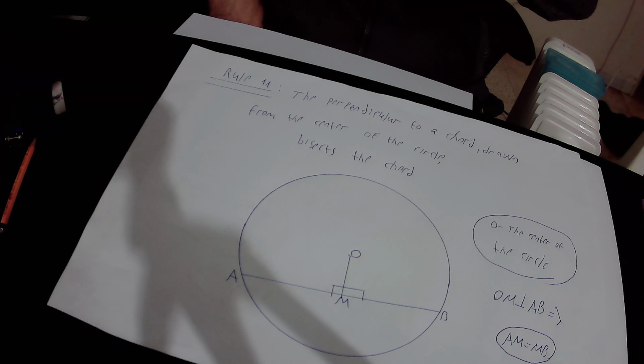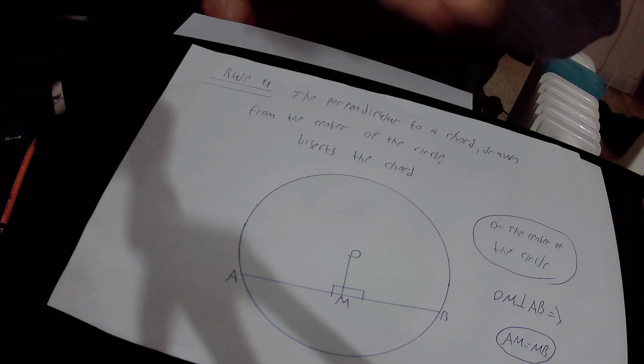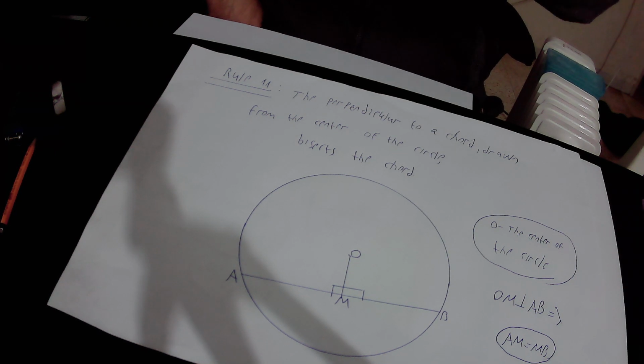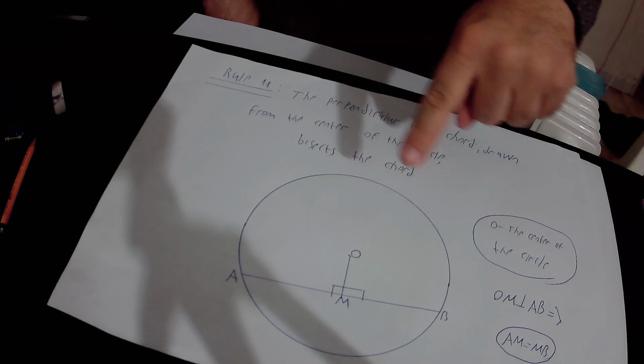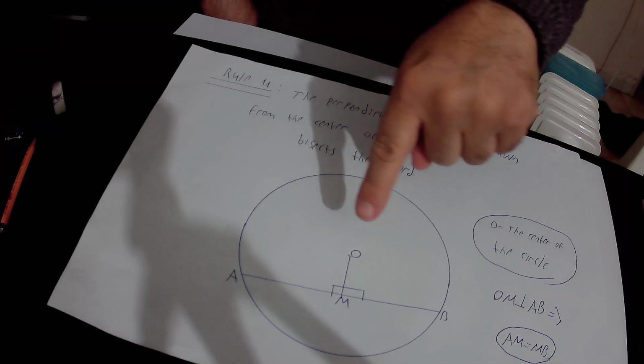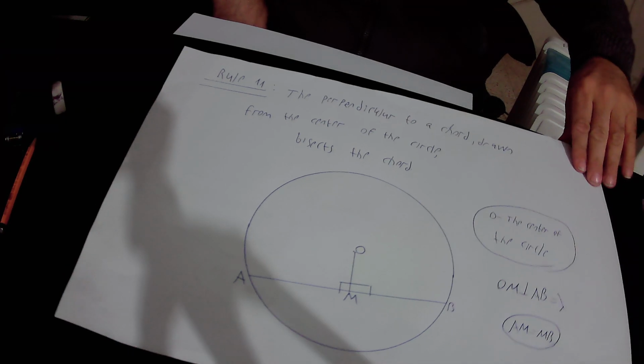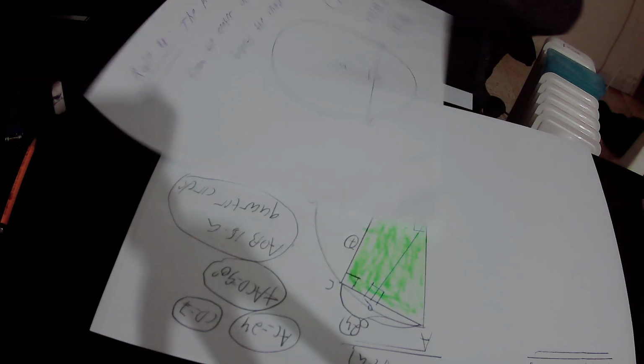Okay, so if OM is perpendicular to AB, then OM must also bisect AB. That is to say, AM equals MB. Okay, so we can implement rule number 11 in our drawing.